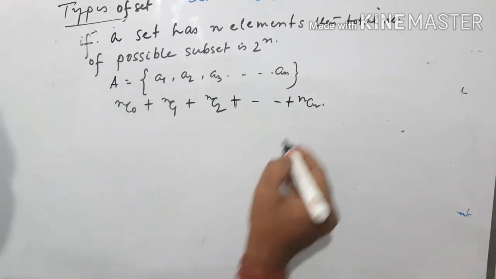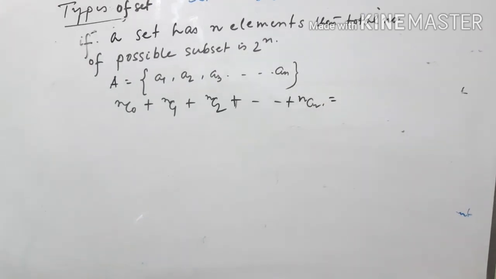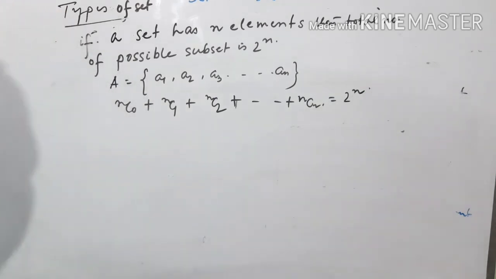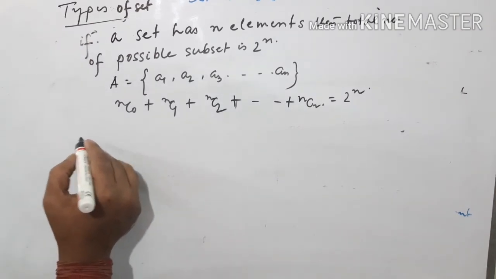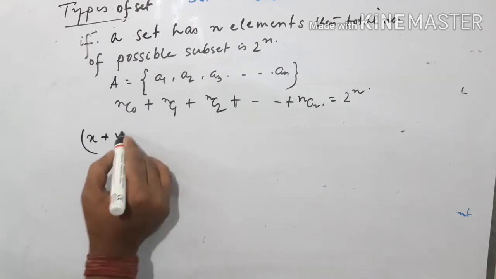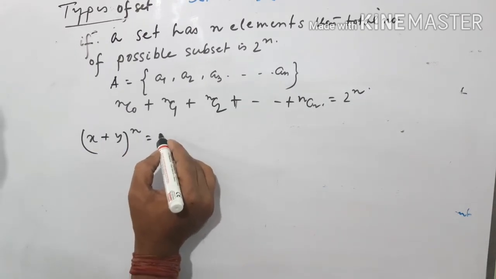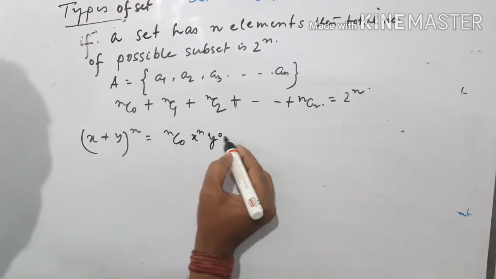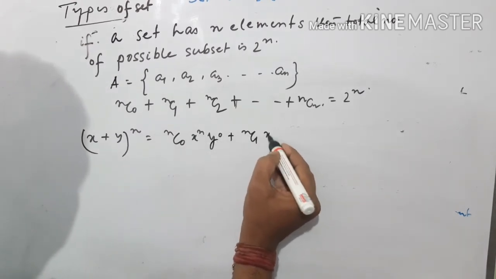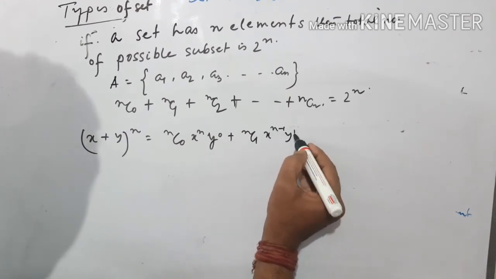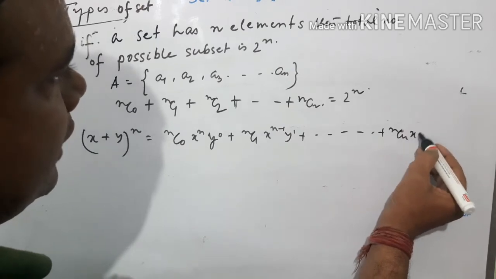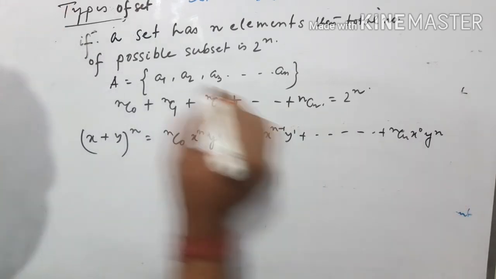Now we know that nC0 plus nC1 plus up to nCn equals 2 to the power n, that is the sum of all binomial coefficients. This is obtained by using the binomial expansion. If we write (x plus y) to the power n, then the expansion is nC0 x to the power n y to the power 0, then nC1 x to the power n minus 1 y to the power 1. In this way it goes up to nCn x to the power 0 y to the power n.